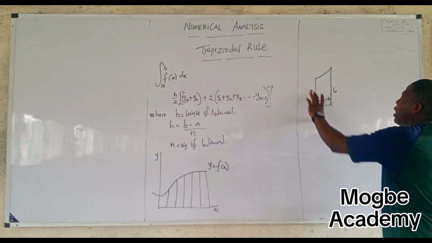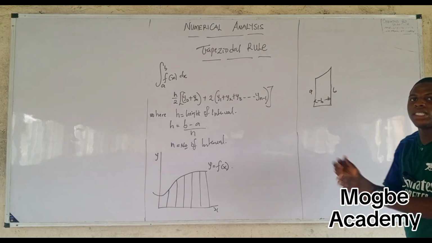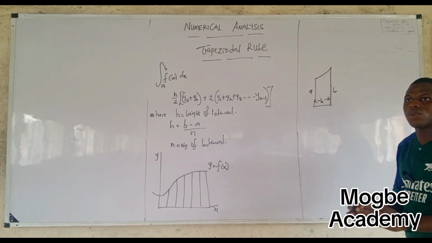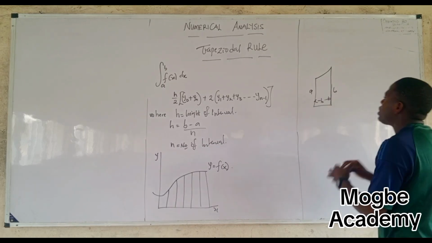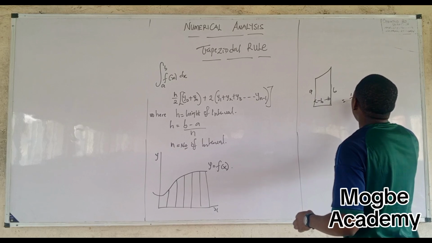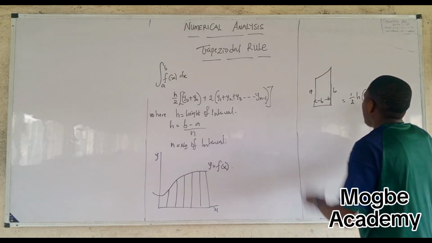Are we together? Now, if you have a trapezium of this nature, the next thing that should come to your mind is the area of that trapezium. Are we together? So basically, the area of this trapezium is simply 1 over 2 H bracket A plus B. Elementary maths.